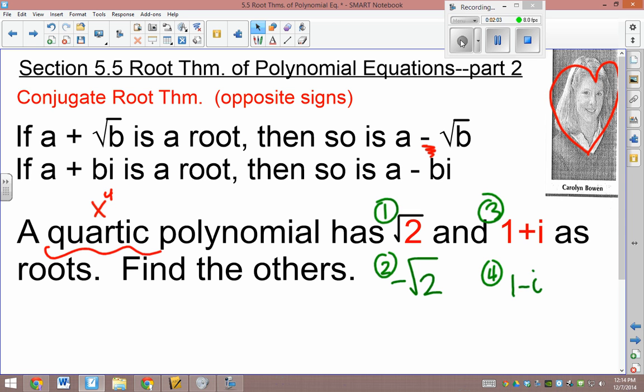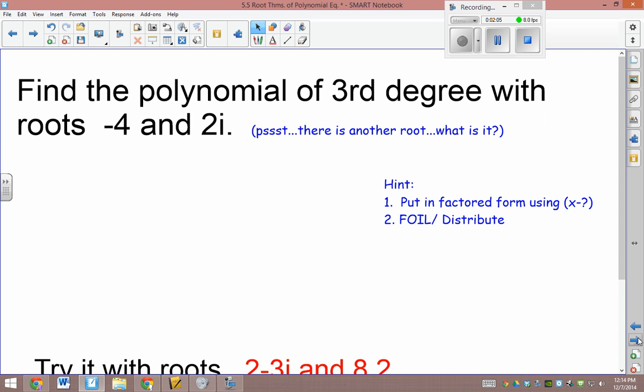But that's not all we're doing. We are going to use the conjugate root theorem to come up with the polynomial equation. And we will want it in standard form, which means it will be FOILed out. This one says, find the polynomial of 3rd degree with the roots 4 and 2i. And then there's a little hint there. It says there's another root. What's it going to be?